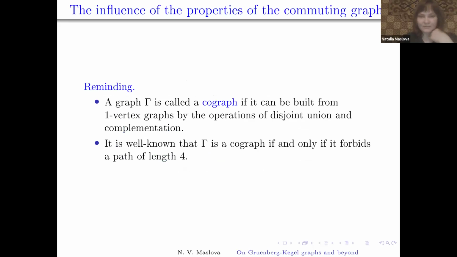And I remind that a graph is a cograph if it can be built from the one-vertex graph by the operations of disjoint union and taking a complement. And it's well known that a graph is a cograph if and only if it forbids a chain of length 4. There are no induced subgraphs which are chains of length 4.